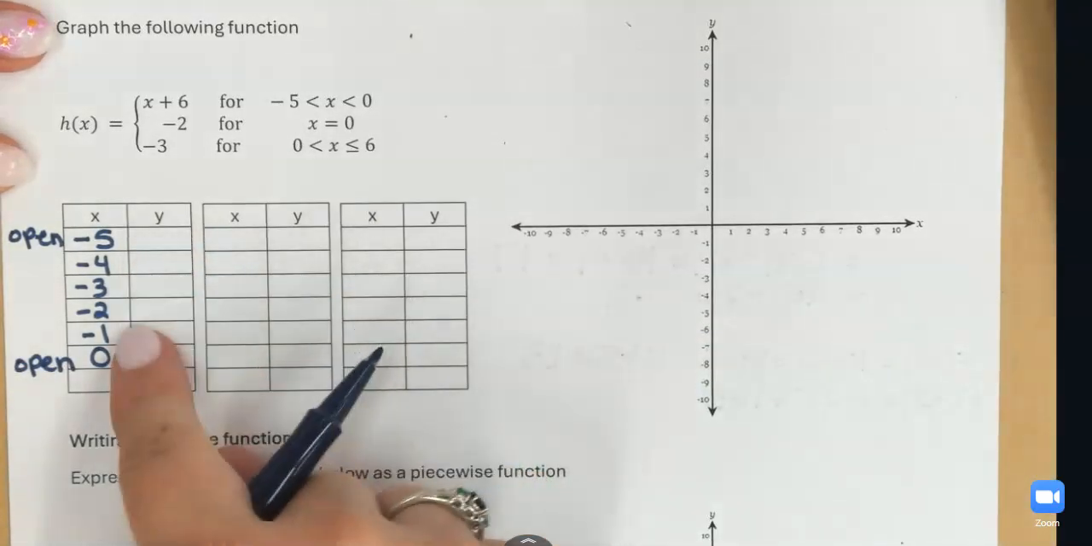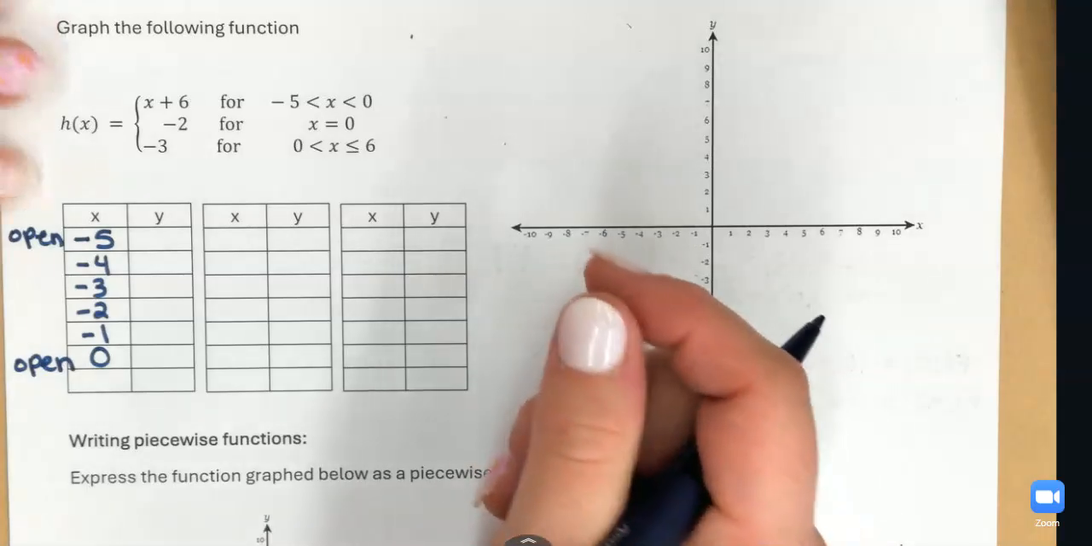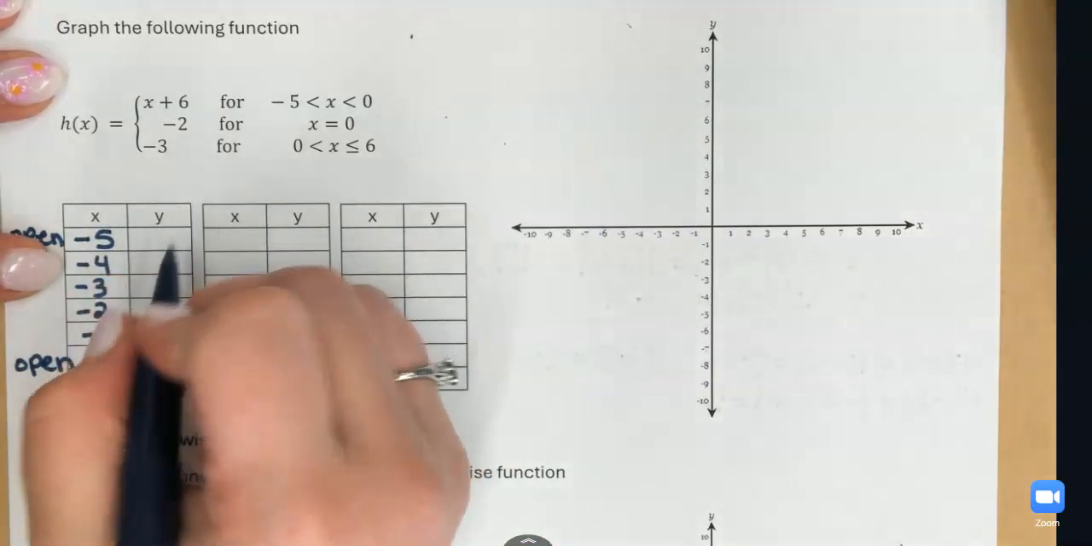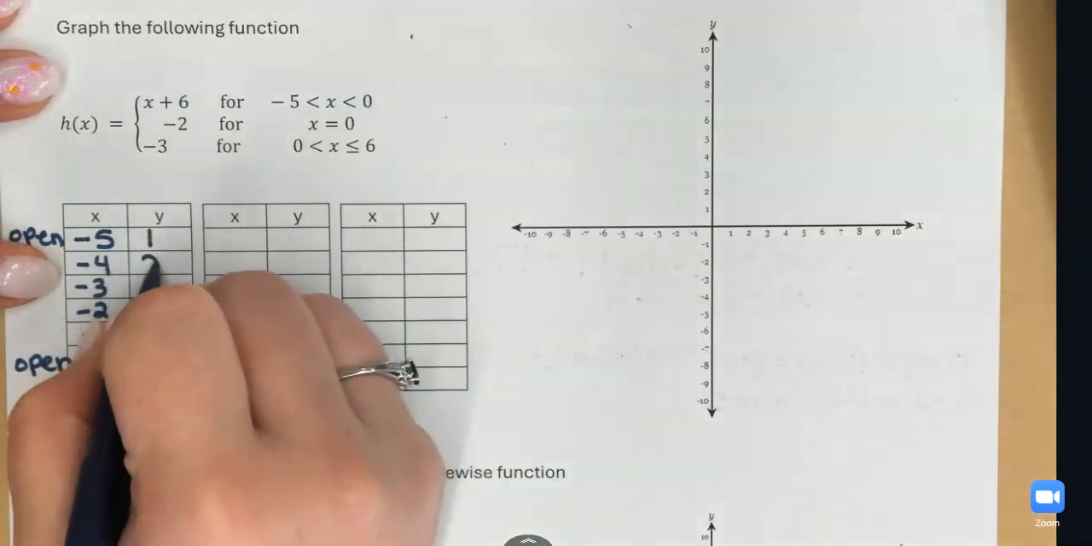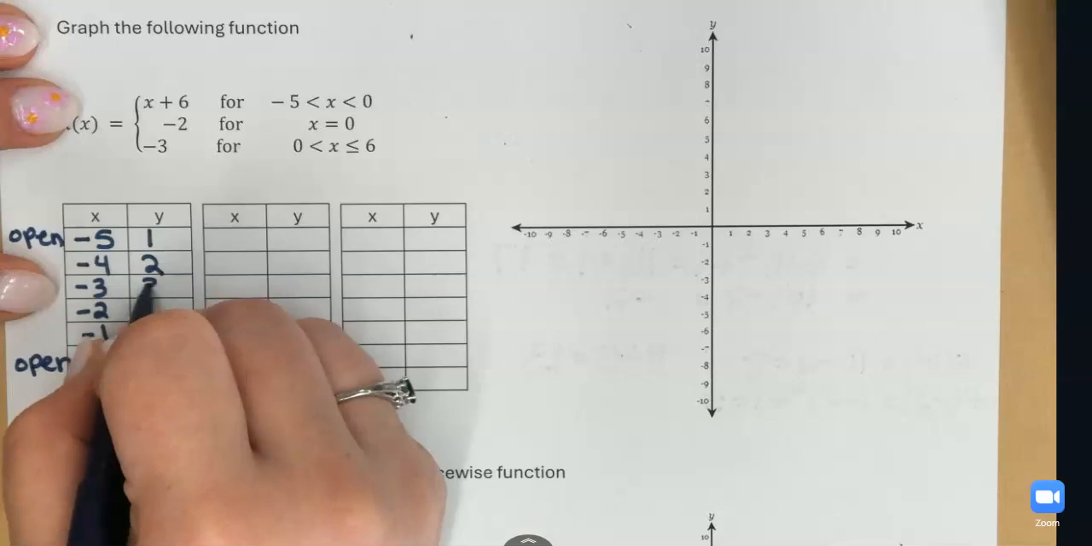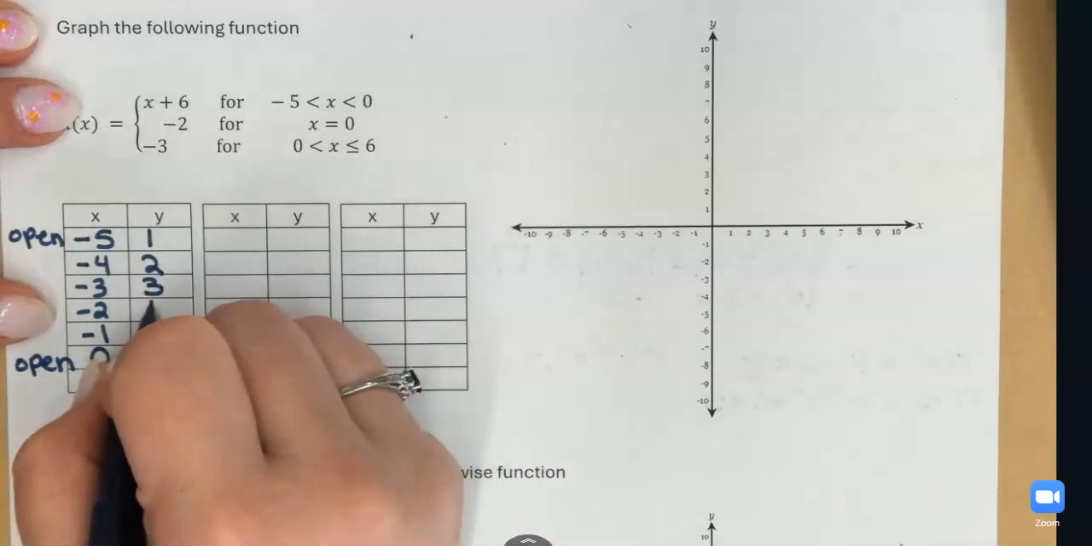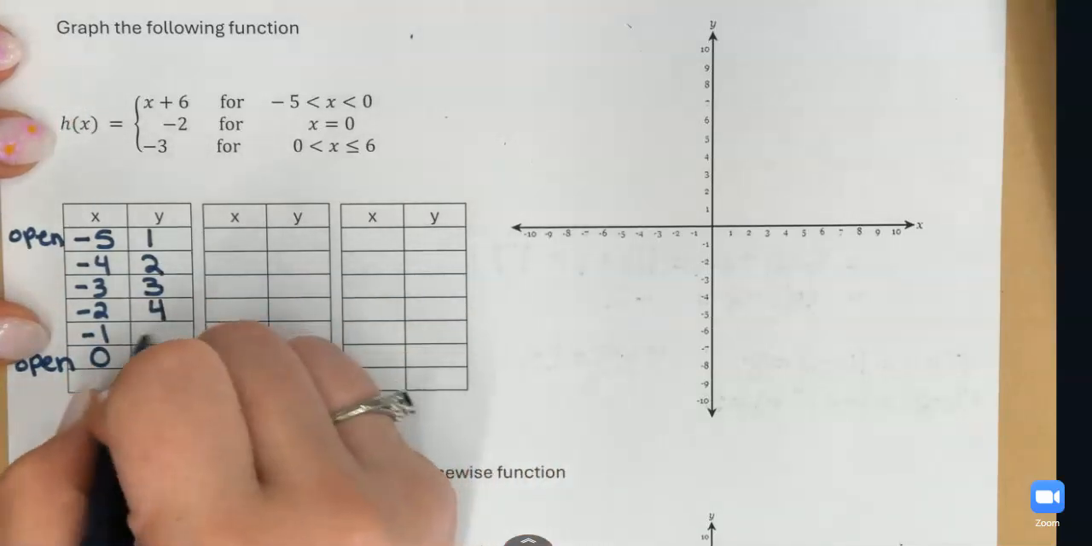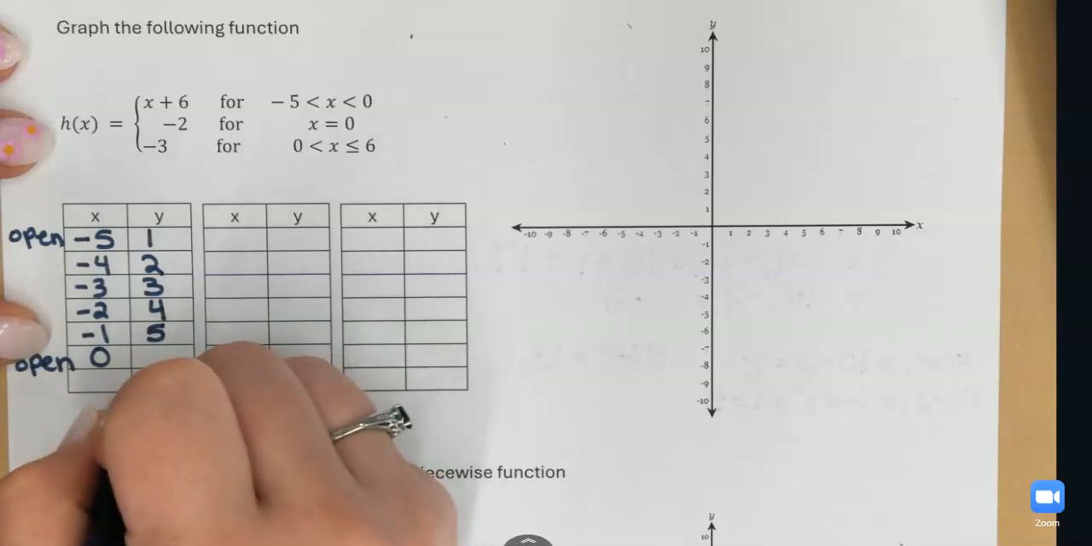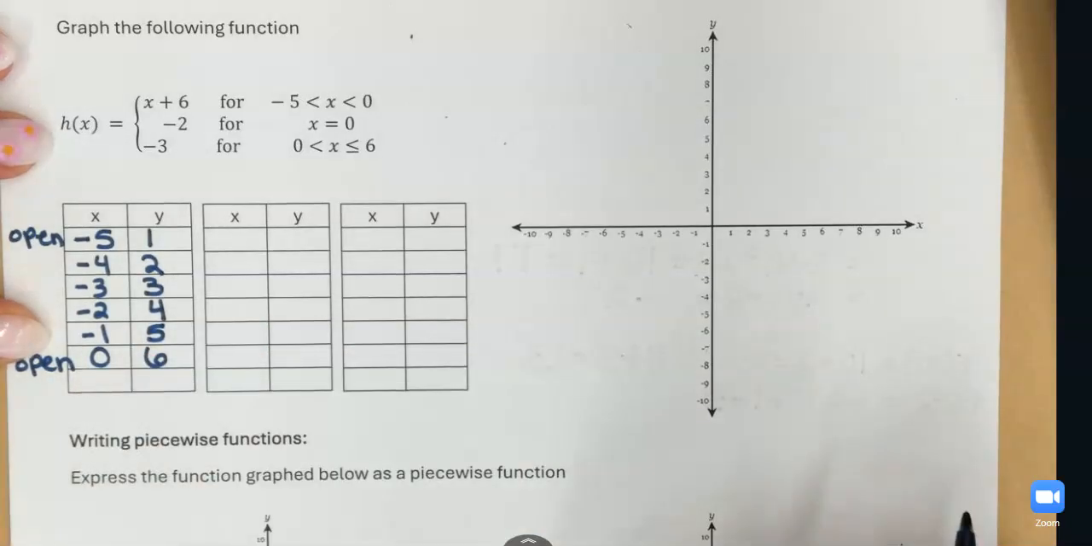Now I'm going to fill in the y portion of this table. It's just going to be x plus 6. -5 plus 6 is 1, -4 plus 6 is 2, -3 plus 6 is 3, -2 plus 6 is 4, -1 plus 6 is 5, and 0 plus 6 is 6.